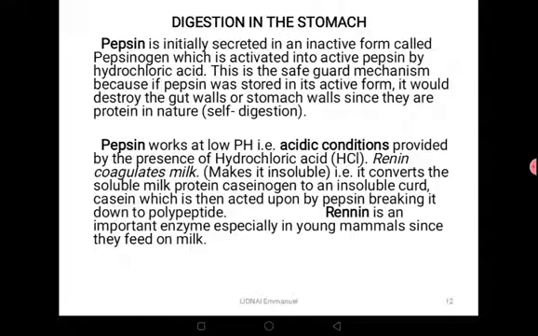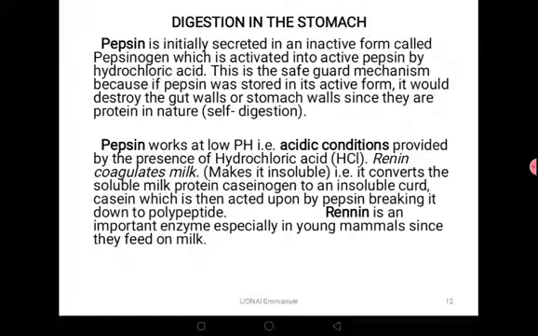Otherwise, if pepsin is secreted in its active form into the stomach, it will start acting on the stomach walls themselves, because they are also protein in nature, corroding them, probably leading to gastric ulcers. Then pepsin works best at a low pH, which is acidic in nature, provided by the presence of hydrochloric acid. That's why we have hydrochloric acid in that secretion.